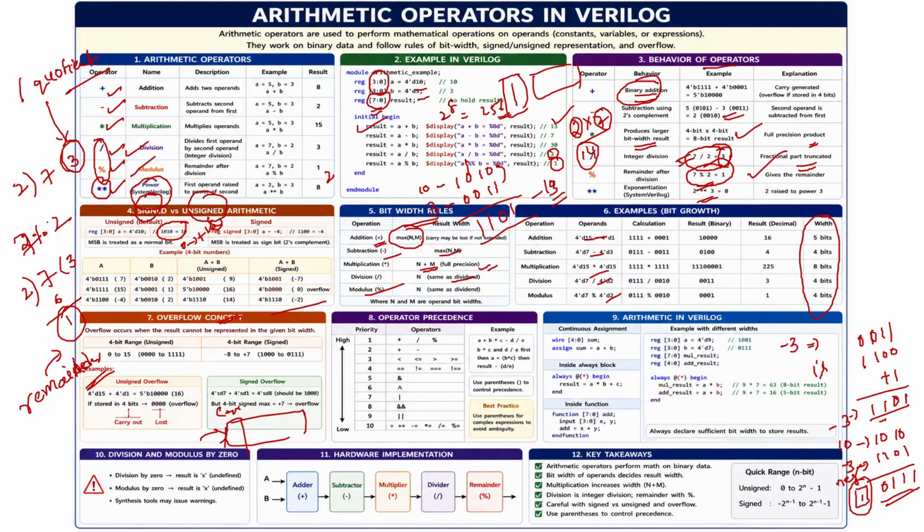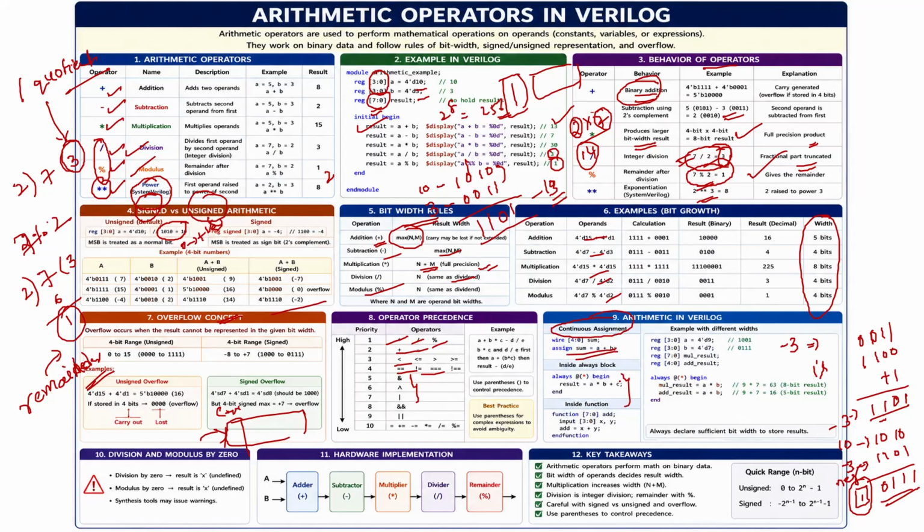These are the operator precedences: multiplication, division and modulus have the highest priority. After that, addition, subtraction, and then shifting operators, then equality, not equality, case equality, and bitwise operators. These are the precedences we already saw in the previous slide. And then arithmetic assign statements, continuous type of assignments. How are we assigning that continuous type of assignment?